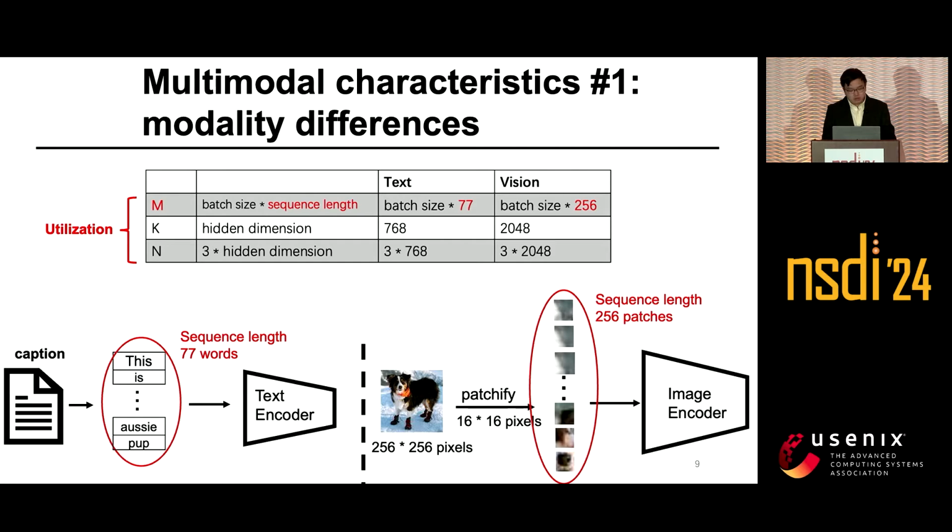So here we'll talk about the difference between the modalities, which is the reason why the utilization is so low. So we use the CLIP model as an example. The CLIP model takes an image and its caption as an input. But the caption is usually short, so the sequence length for the text input is only 77 words. But for the image input, the sequence is 256 patches. So these varied sequence lengths contribute to the utilization differences for the text submodule and vision submodule through the M dimension.